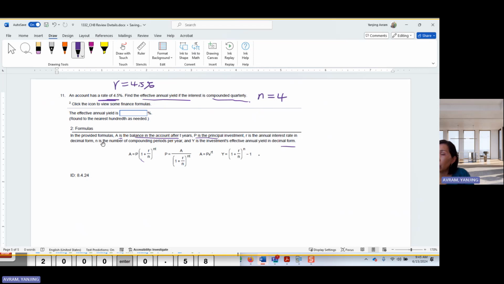All right, so we can just use this formula. It doesn't matter how much is the original amount. We only want to find the effective rate. So y will be equal to 1 plus r converted into decimal, move 2 digits, so 0.045 divided by n, which is 4. Then we raise to the power of 4 and then minus 1. And this will give you the effective annual yield for this compound quarterly.